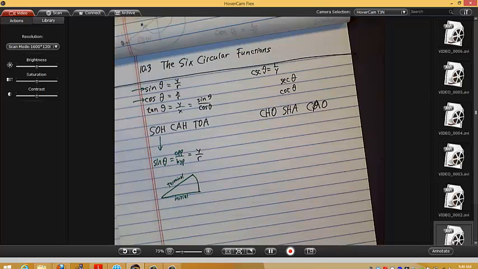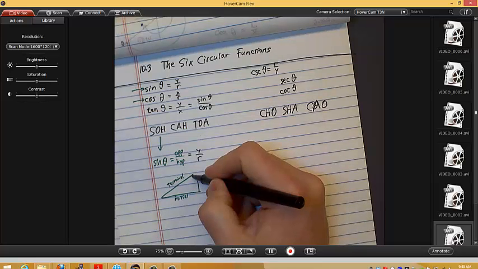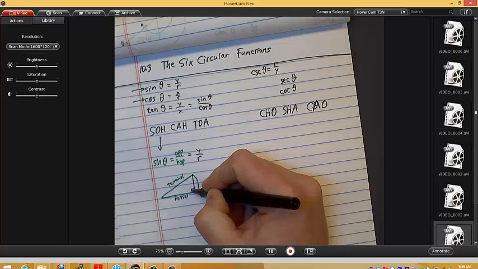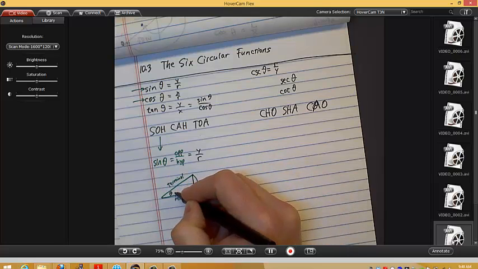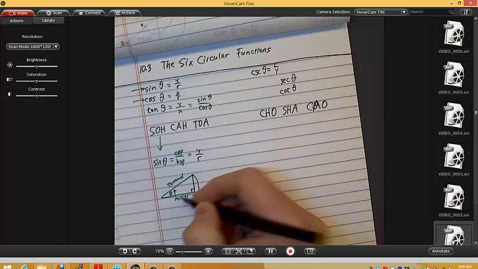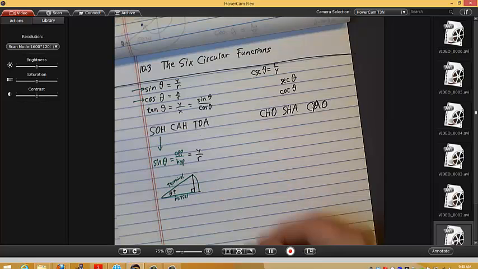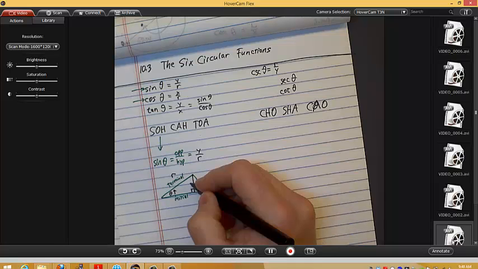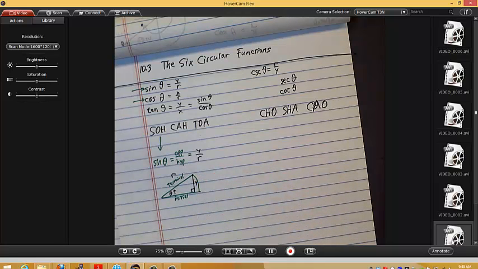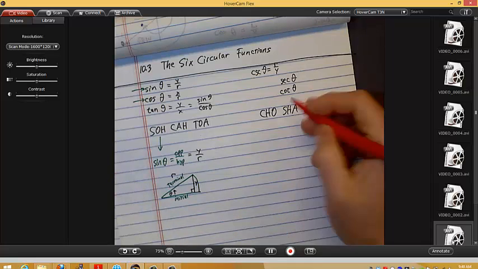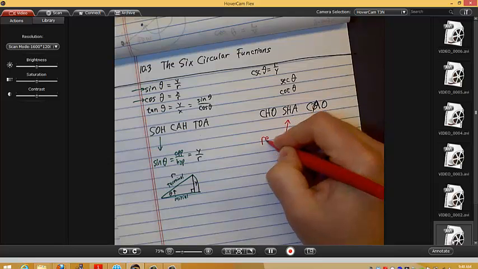And if I drop a perpendicular here, then my theta is right there, that rotation. And this is the side of length r, and here's y. So you really do have opposite over hypotenuse, right? So we understand that. Well, the other trig functions are what you might call the reciprocal functions.